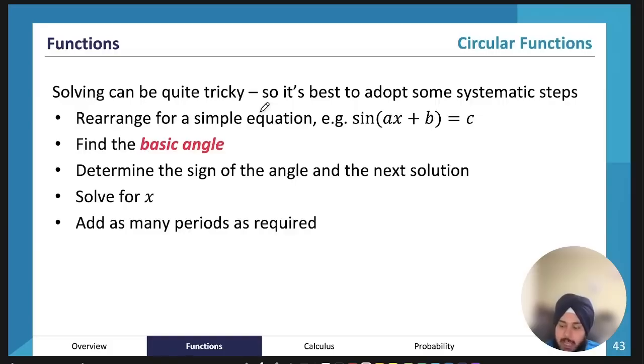So if you have an equation like this, the first step is always to rearrange it to make sure that you have sine on one side and just a number on the other side, usually. Next step is to find the basic angle. So what is the basic angle? Let's just say we have sine of x equals half.